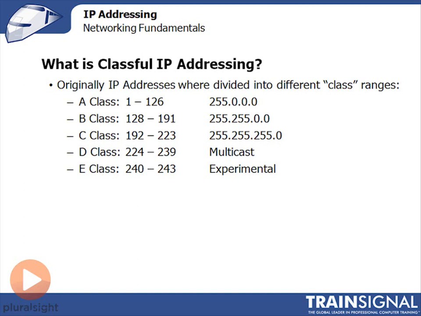We then had the Class C range of IP addresses, where the first octet starts with 192 to 223, and with our Class C IP addresses, the first three octets make up the network ID, and the last octet all by itself would be the host ID. We had a Class D range of IP addresses, 224 to 239, which were reserved.